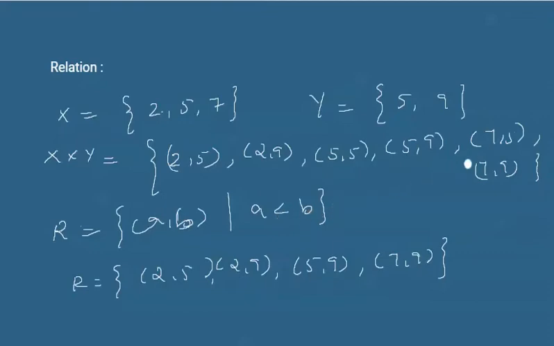What about (7, 5)? Here 7 is greater than 5, but according to our condition, the first number must be lesser than the second element. Fine, so this is the relation.